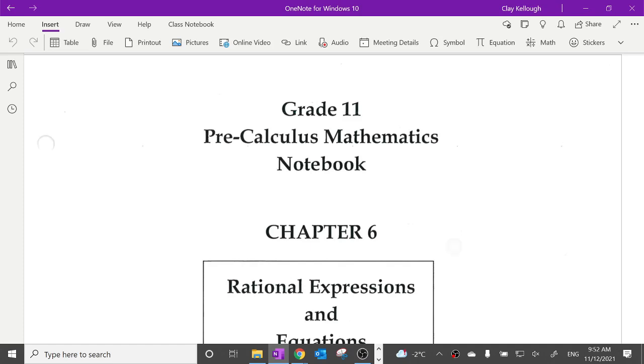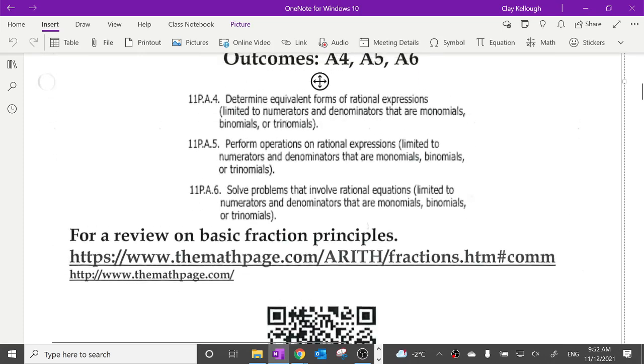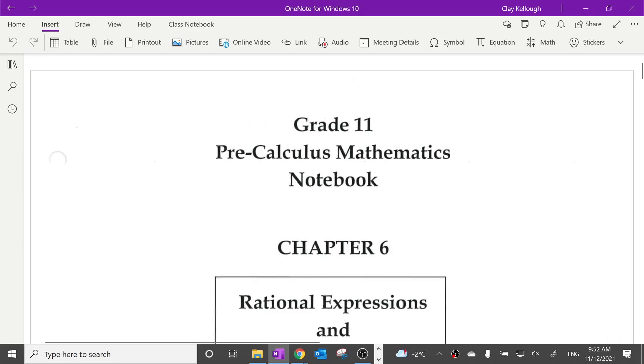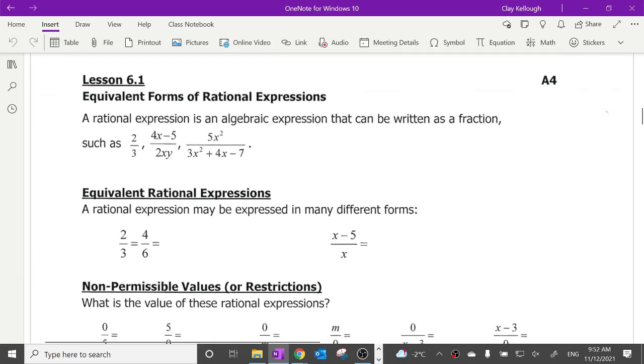The first booklet has a big A on it, but it says Chapter 6, Rational Expressions and Equations. If you're trying to do this lesson and you don't have the book, you might want to just jot things down on loose leaf, or you could print this out from the blog. And we're going to start in lesson 6.1.